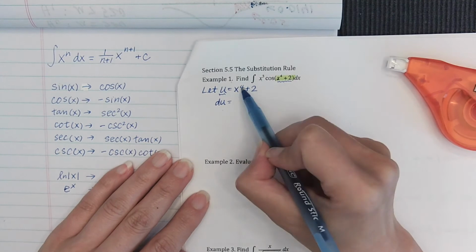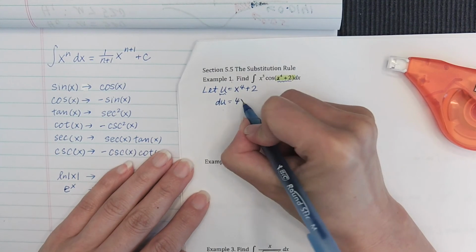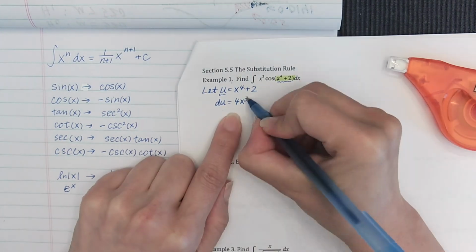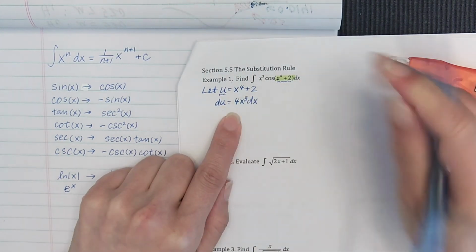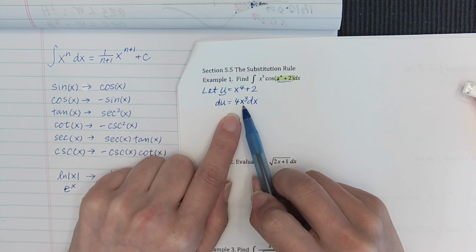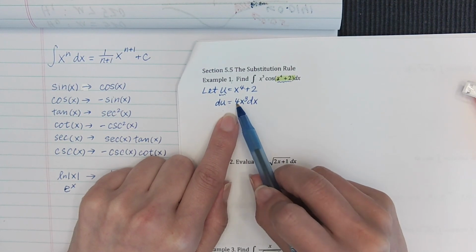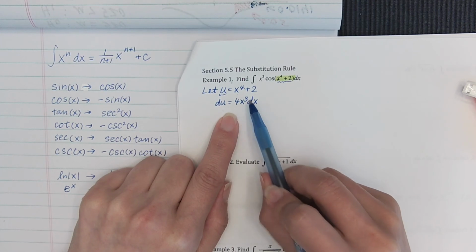Okay, 4 in front, subtract 1. Right? It's just a derivative. It's called the dx, right? Because I'm taking a derivative about the x. That's why I need a dx. So 4x cubed dx is happening.